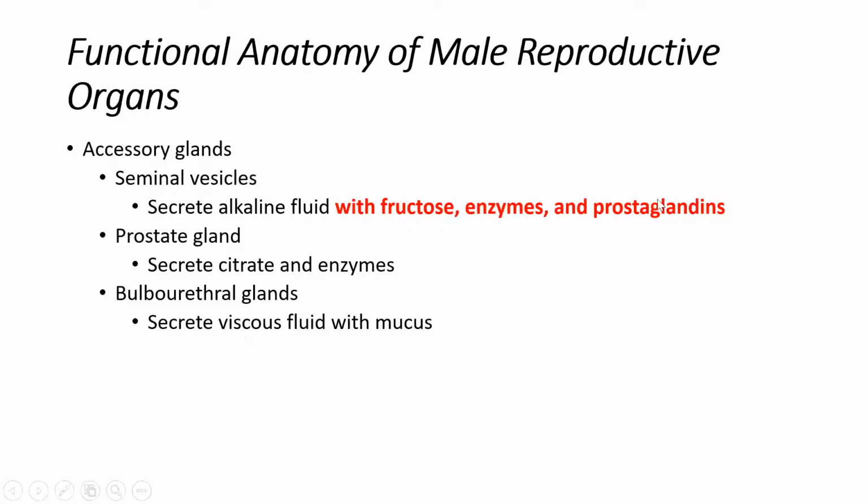All right, so that is the male structures themselves, the gonads, and then the other accessory structures. Let's talk about the accessory glands. So there are 3 accessory glands that have 3 unique functions in assisting the transport of the male gametes. So we've got the seminal vesicles that secrete alkaline fluid. This fluid has fructose that energizes the sperm.